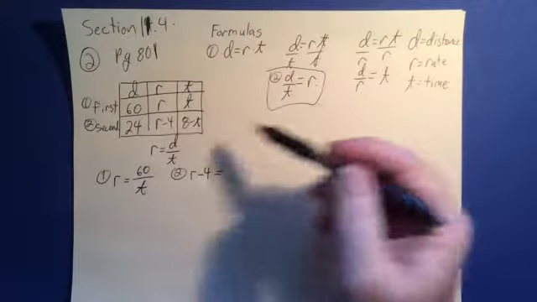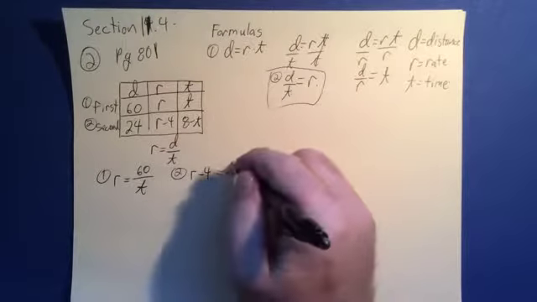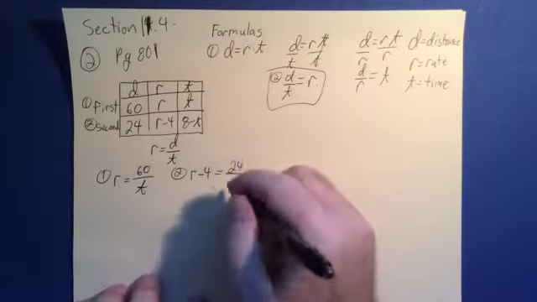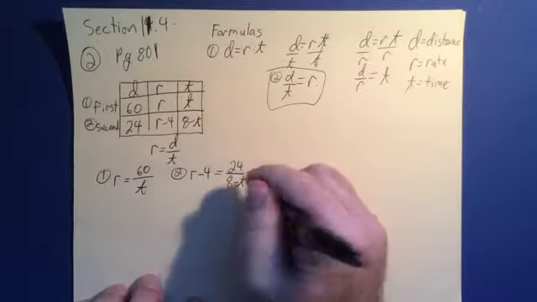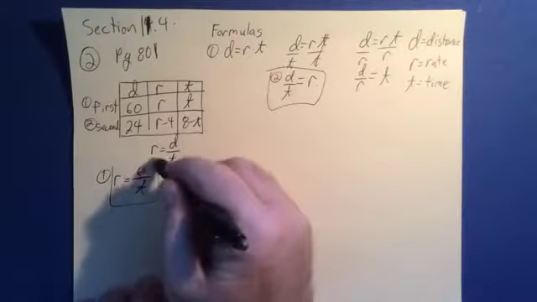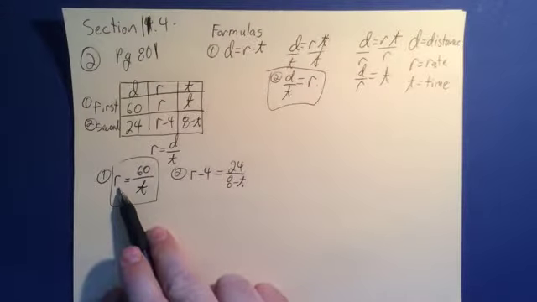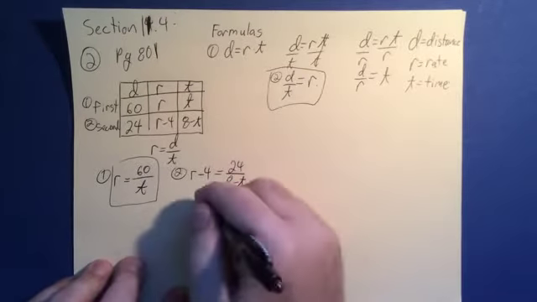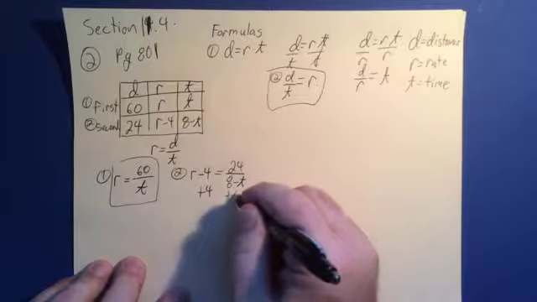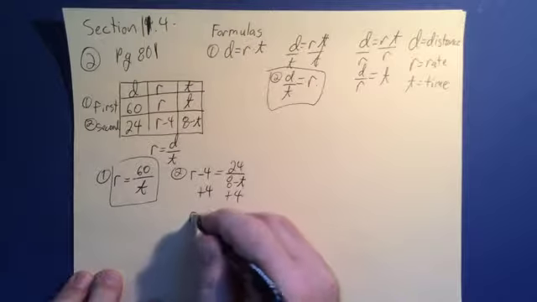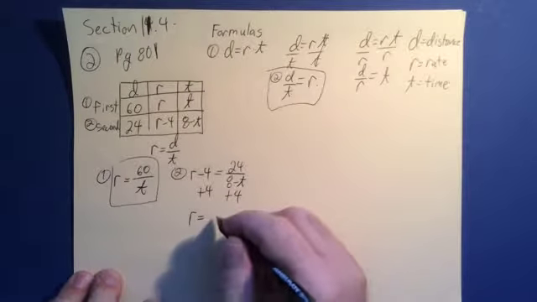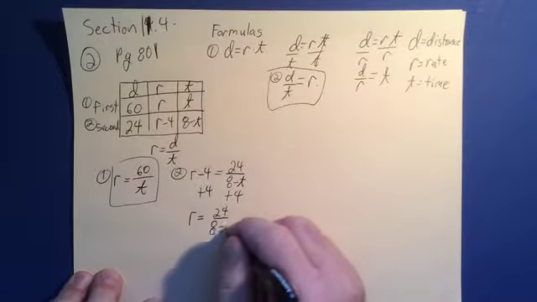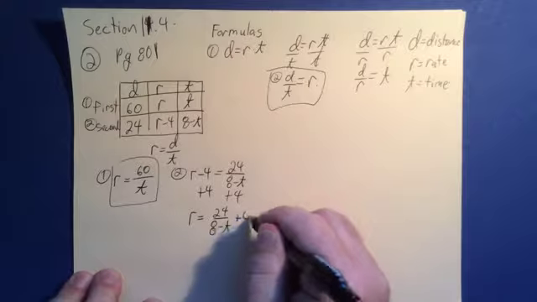So I'm following this formula. What's the distance we go? This time it's 24. What's my time? It's 8 minus t. Well, this one is good because I have it all set equal to r. Here, I need to get r by itself. In order to do that, I'm going to add 4 to both sides. That's going to produce for me r is equal to 24 divided by 8 minus t, plus 4.